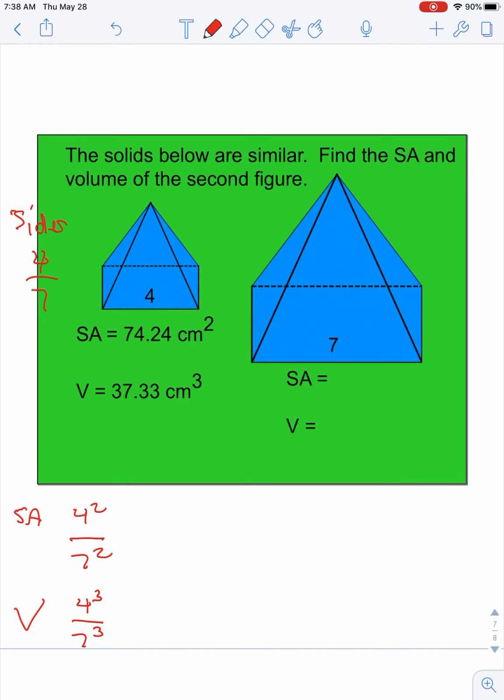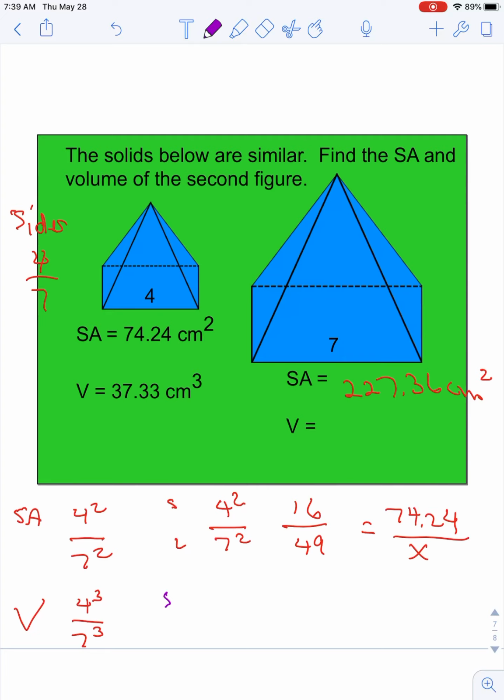So to find the surface area, I take 4 squared, which is 16, over 7 squared, which is 49, and I could write those in, or I can just use those values in my proportion. And I set it equal to the surface area of the smaller one, because this is the smaller and this is the larger. So now I need to write the surface area of the smaller, 74.24, compared to the larger, which I don't know. And then literally I just cross multiply, and that gives me the surface area. The larger one is 227.36 centimeters squared.